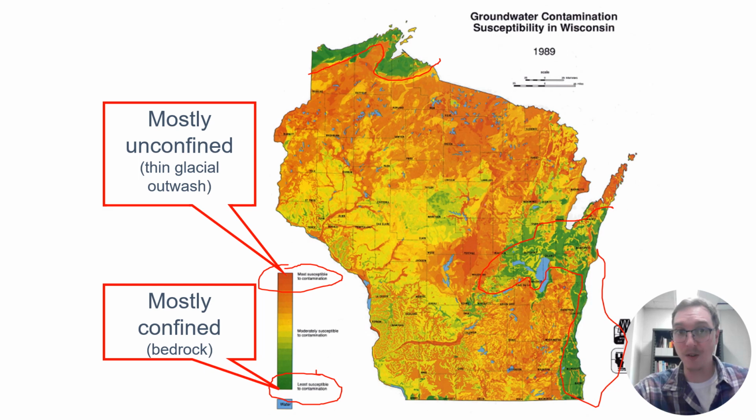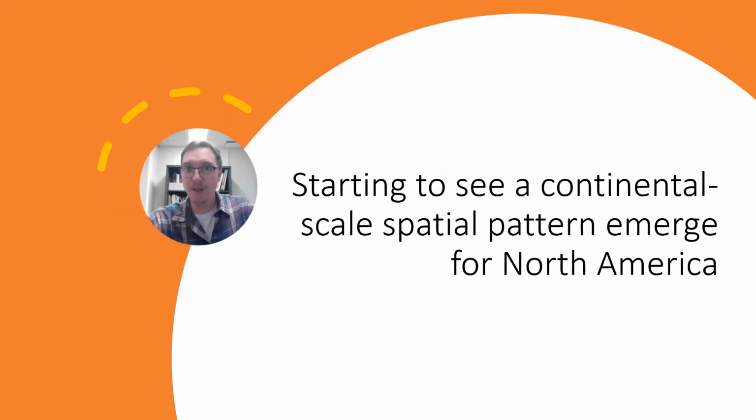Almost everywhere else, particularly here, home along the Chippewa River Valley, we see lots of issues with potential groundwater susceptibility to unconfined aquifers because of this thin glacial outwash. So these are mostly unconfined. The bedrock is mostly confined. Makes sense, right? So we should be starting to see this continental scale pattern of North America emerging.